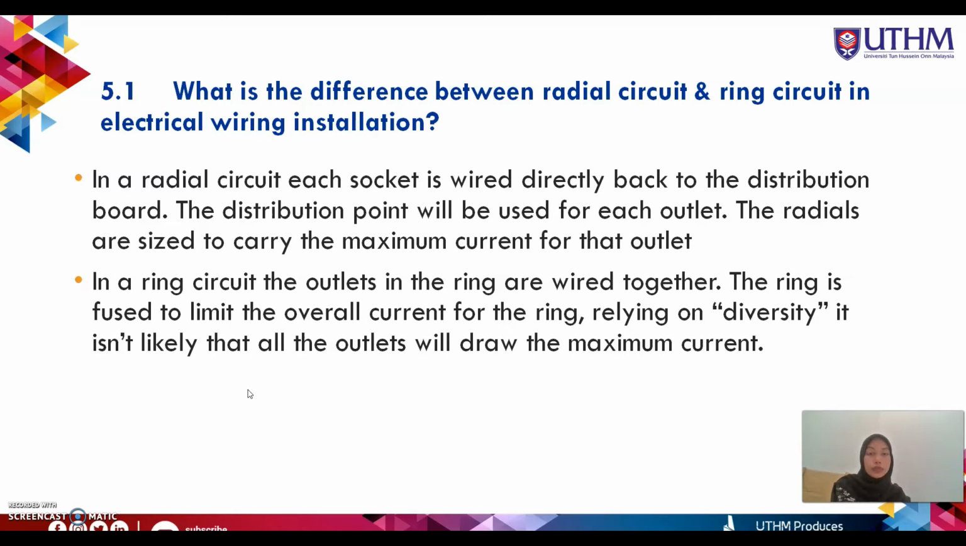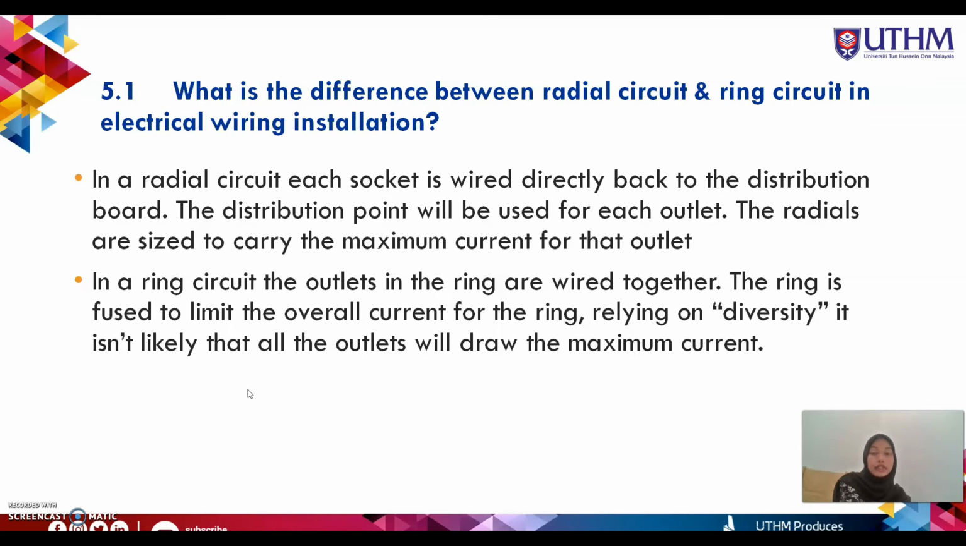What is the difference between radial circuit and ring circuit in electrical wiring installations? In the radial circuit, each circuit is wired directly back to the distribution board. The distribution point will be used for each outlet. The radial is sized to carry the maximum current of the outlet.